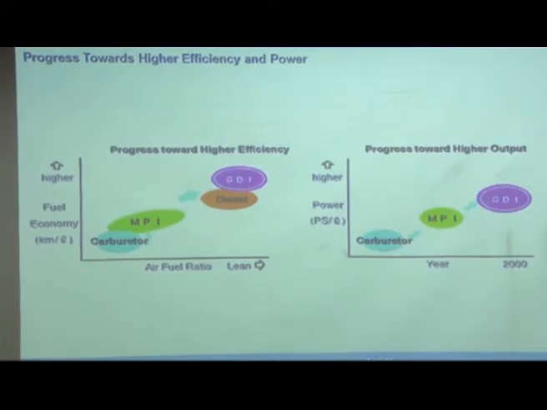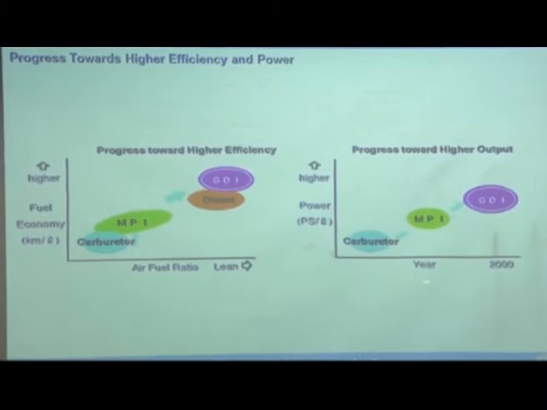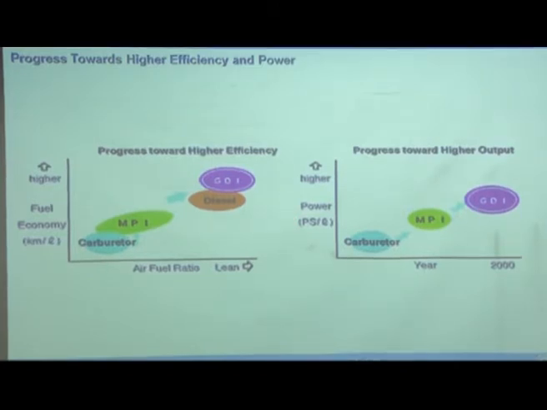So, you are talking of a GDI engine which is either equally efficient or more efficient than a diesel engine. This is the progress towards higher efficiency. If you look at the output, this is the power output. Power output from a carburetor engine is very low. MPFI engine has more power output, and GDI engine has even more power output. So, from the 1970s to 2000, this is the progress made in power output in kilowatt per liter, that is, from 1 liter of swept volume of the engine, how many kilowatts you can derive.